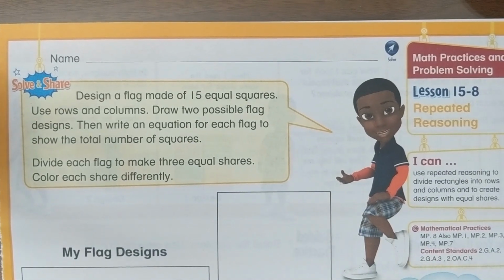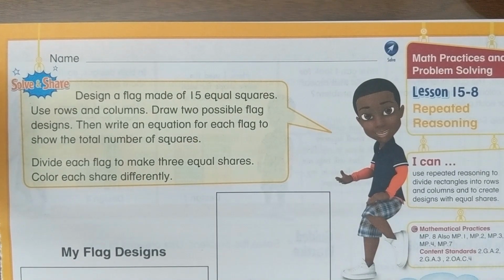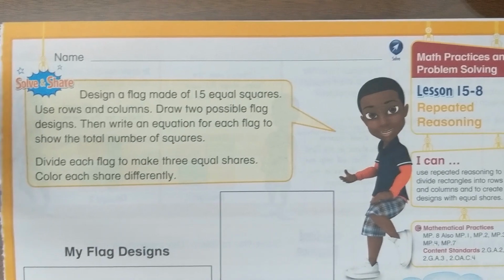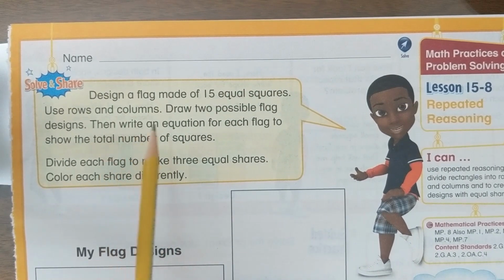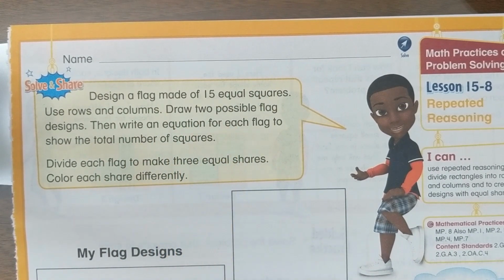We are doing 15-8 now, some repeated reasoning. To do this assignment, you are going to need some crayons or color pencils. So if you need to pause the video to go get your crayons or color pencils, please go do that. Okay, let's begin. It says design a flag made of 15 equal squares.